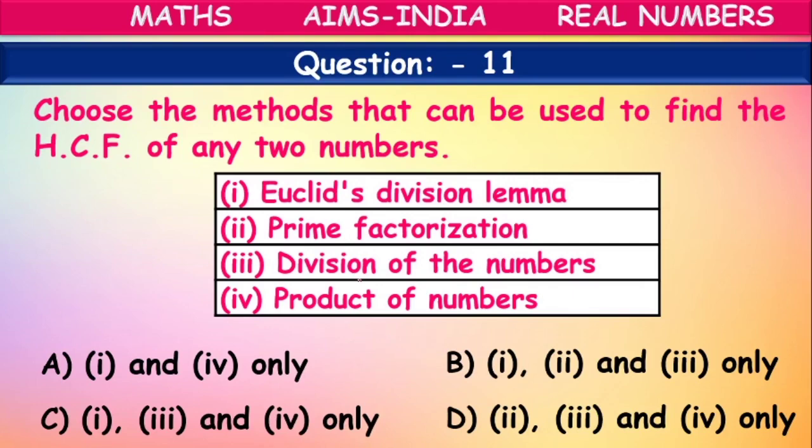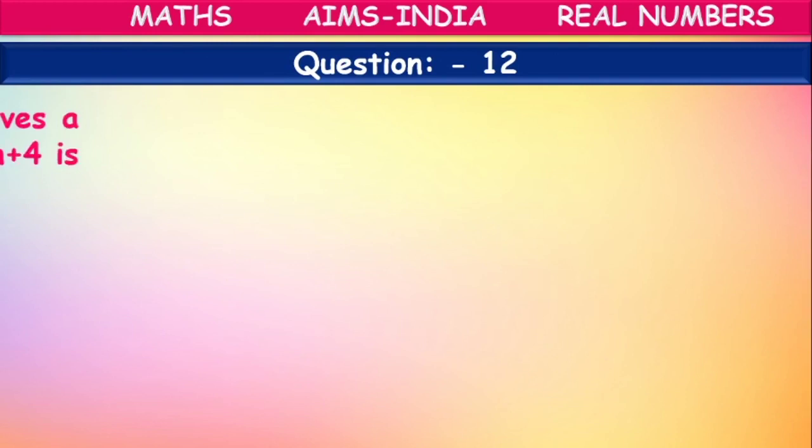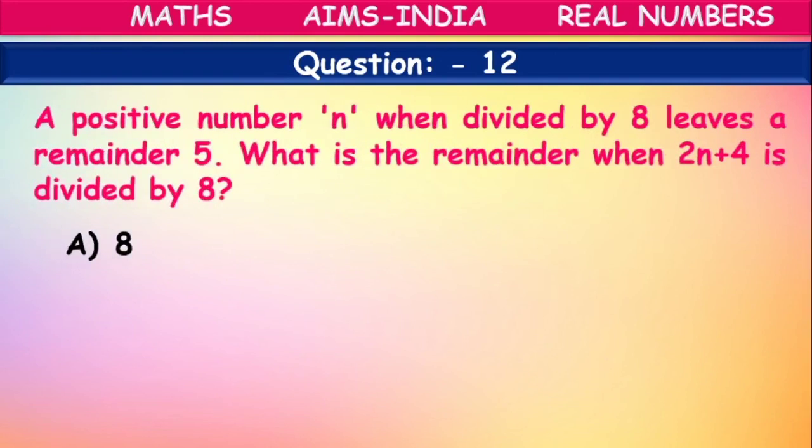So choose the method that can be used to find HCF. First one, Euclid division lemma, correct. Prime factorization, correct. Division of numbers, correct. Product of numbers, wrong. We have three methods. Either we can write in the form of A equal to BQ plus R according to Euclid division lemma, or we can take. Okay, children. Let's see another question.